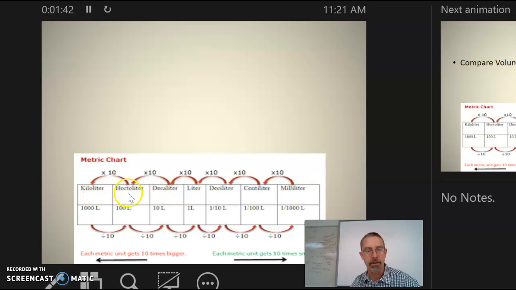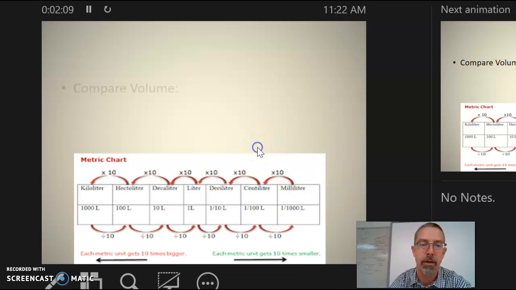If I go from kiloliter to hectoliter to dekaliter to liter, if I go from a big unit to a small unit, all I have to do is multiply that number by 10 or basically move the decimal point. If I go from a smaller unit to a larger unit, so let's say I'm going from a milliliter to a kiloliter, I'm dividing by 10 with each step. So it gets relatively easy to do this because if you're multiplying by 10 or dividing by 10, all you're really doing is moving the decimal point. And we're going to talk about that a little bit.